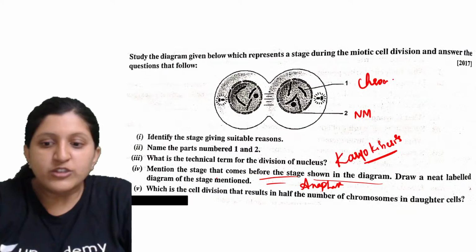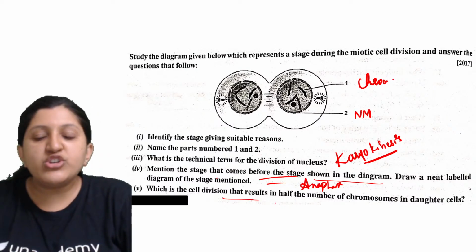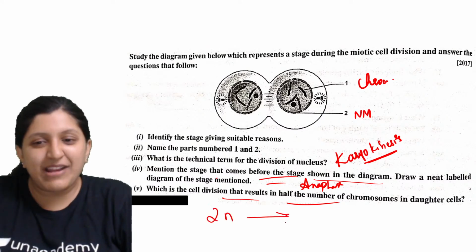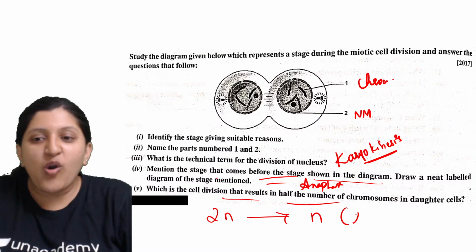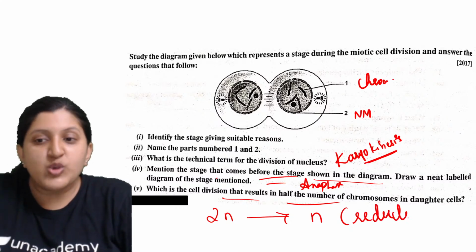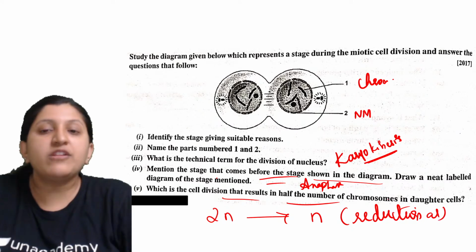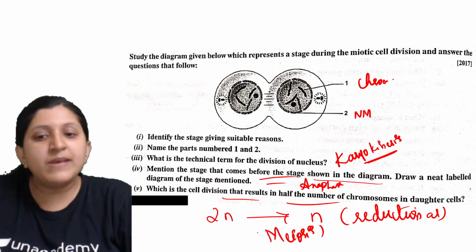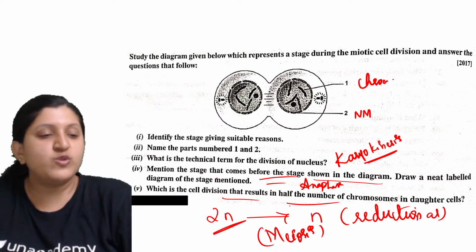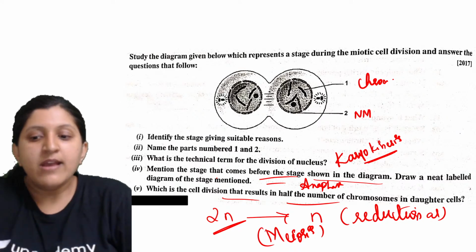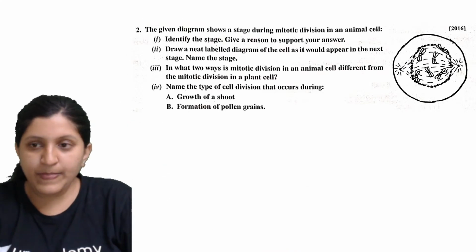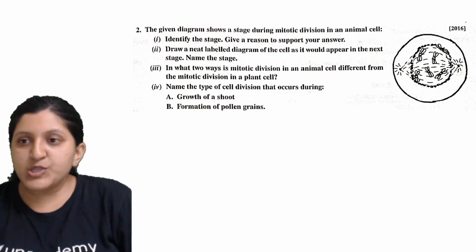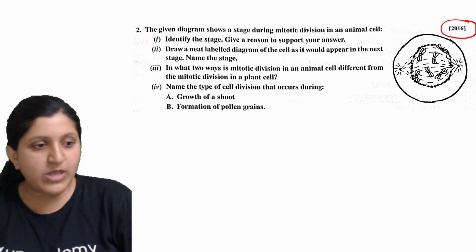All right. So next, what is the question? Which is a cell division that results in half the number of chromosomes? That means 2n is getting reduced to n, which we call a reductional division. So which one is a reductional division? The reductional division is basically meiosis. Okay, so meiosis, that means instead of two sets of chromosomes, the daughter cell will have a single set of chromosomes. Okay, so let's have a look at the next question now. And this question was asked in the year 2016.